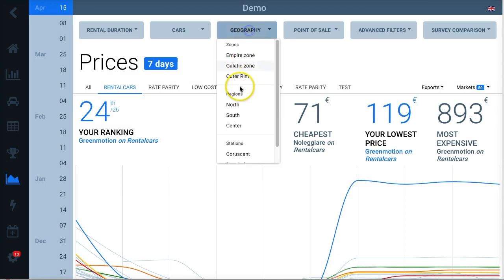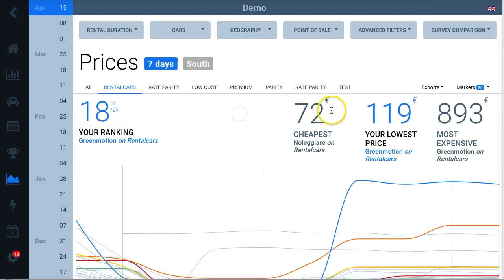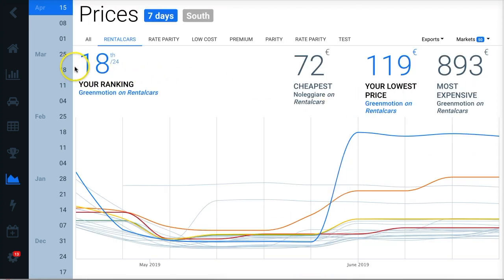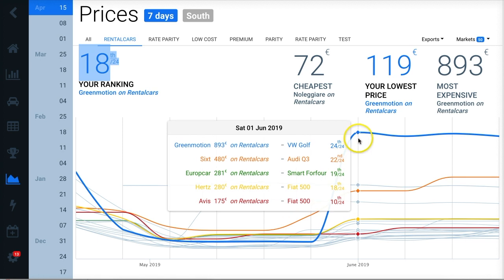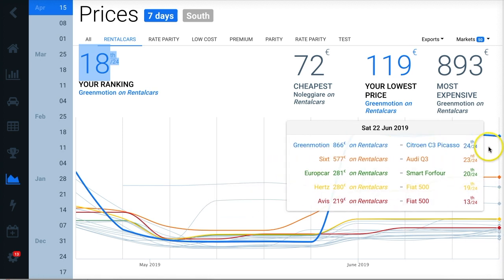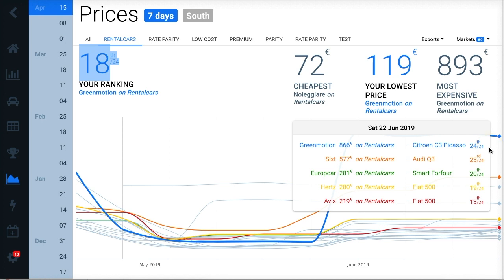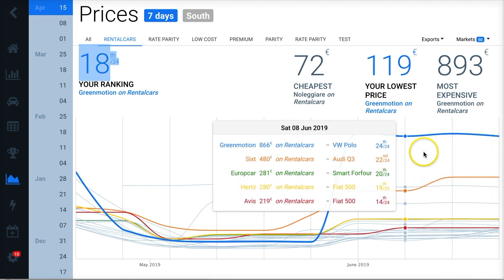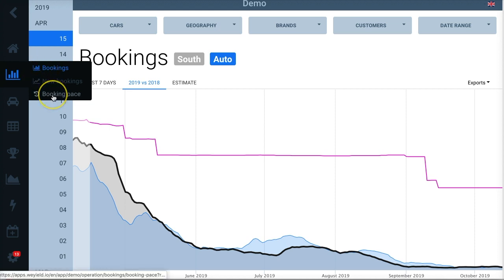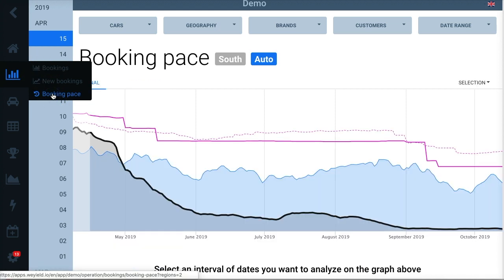Now it's important that I check also the price positioning, so I go to Price Analytics, I select the South zone and I check my price, which shows that apparently I'm one of the most expensive. This may explain or illustrate why my demand is so weak. So now we go to the demand book pace.